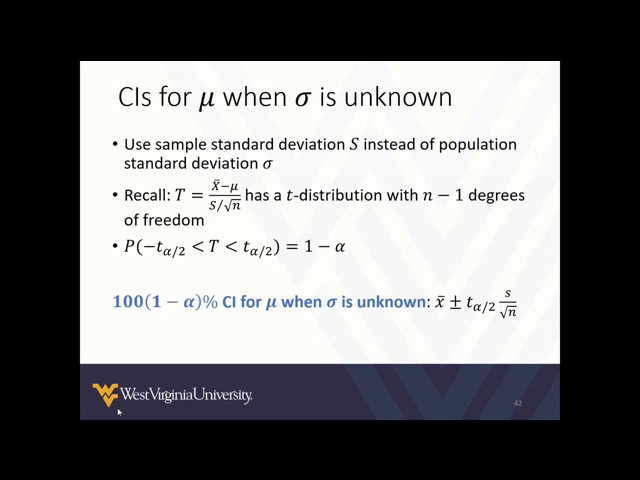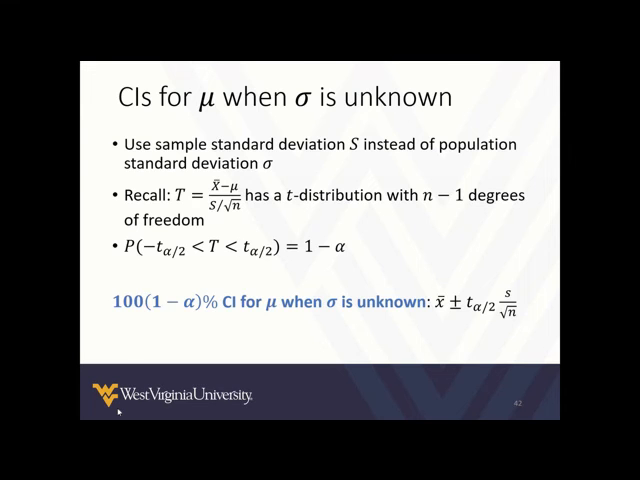So, confidence intervals for mu when sigma is unknown. We will use our sample standard deviation s instead of our population standard deviation sigma. We can recall that our test statistic is equal to our sample mean minus mu over the sample standard deviation divided by the square root of n, and it follows the t-distribution with n minus 1 degrees of freedom.